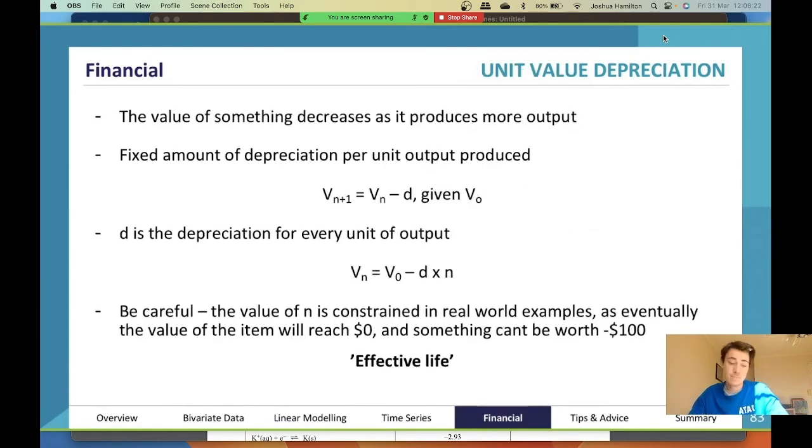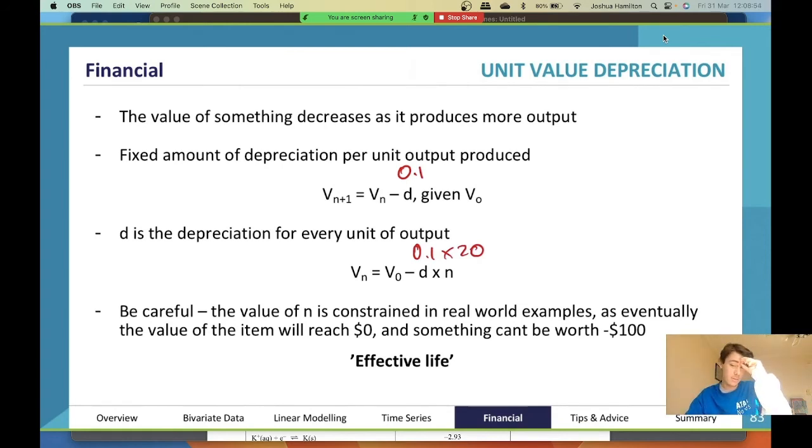There's no example for that one, but essentially think of it like a printer. Say it loses 10 cents per 100 pages. So you could say D would be 10 cents, so it'd be 0.1. And it's per 100 pages, so N is the value per 100 pages. Say there were 2,000 pages printed. If there's 2,000 pages printed, your N value is 20. So you'd go 0.1 times by 20, and you get your value from there.